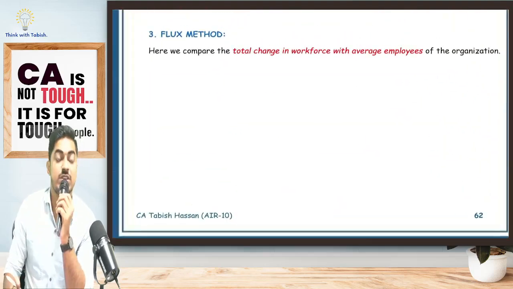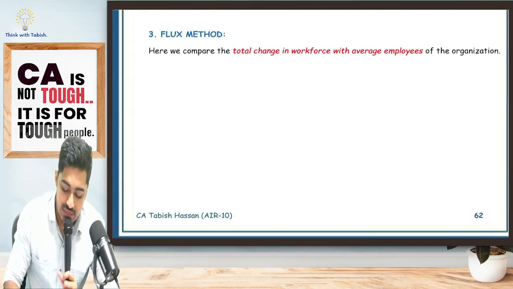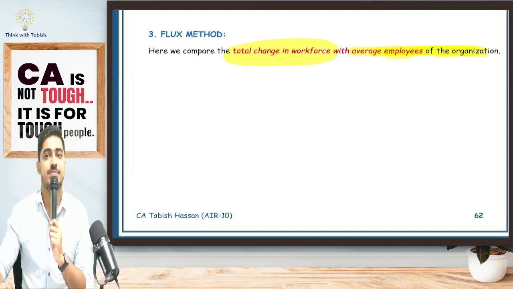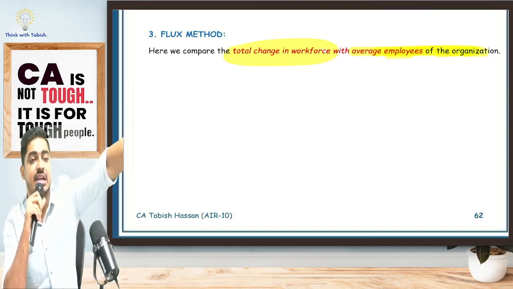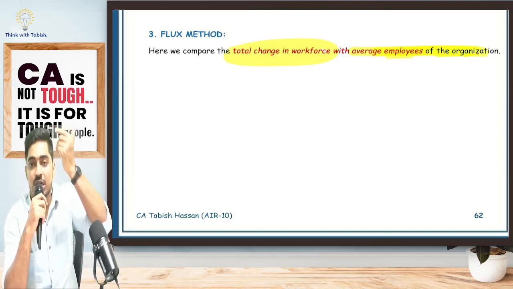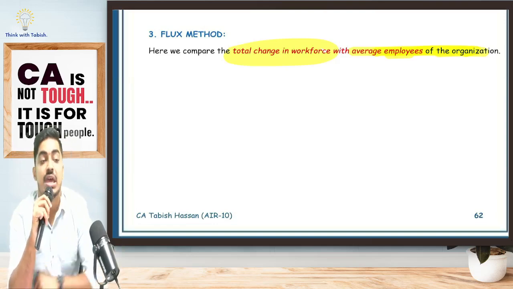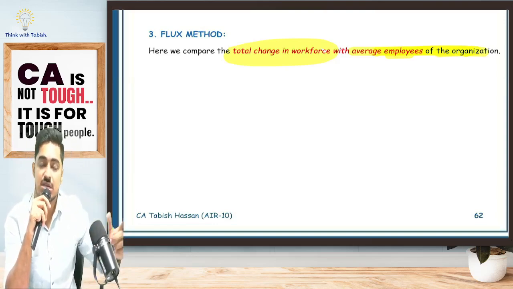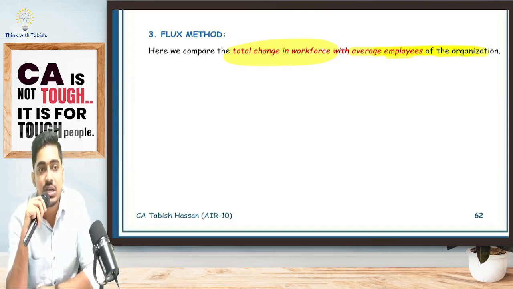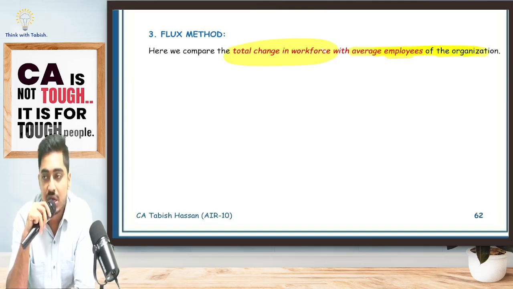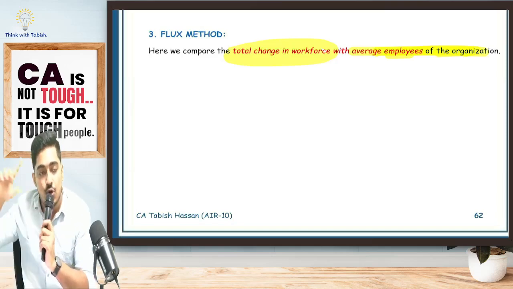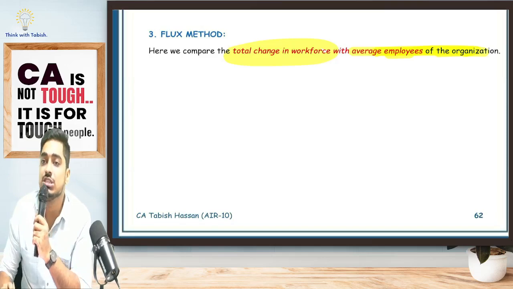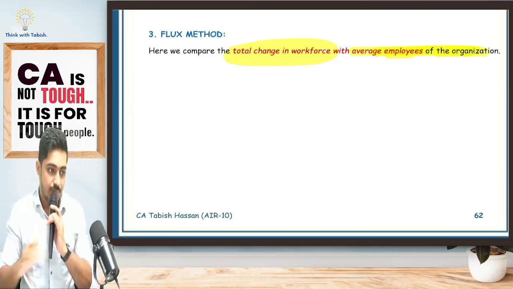Then comes my final method, which is the flux method. Here we compare the total change in workforce with the average employees in the organization. Here I am telling overall how much percentage of employees have changed. Tell me, if my employee is separating, saying bye bye, is it change? Yes, sir. A new employee is coming, accession, is it also change? Yes, sir. Existing employee is leaving, should I incur cost? Yes, sir, a settlement I'll have to do. New employee is coming, should I incur cost for that also? Yes, I should recruit, select, train, and if he commits mistakes, rectify, all those things I'll have to do. So the flux method is telling overall how much percentage of employees have changed. It is the overall change. Yes or no, everyone? Perfect.